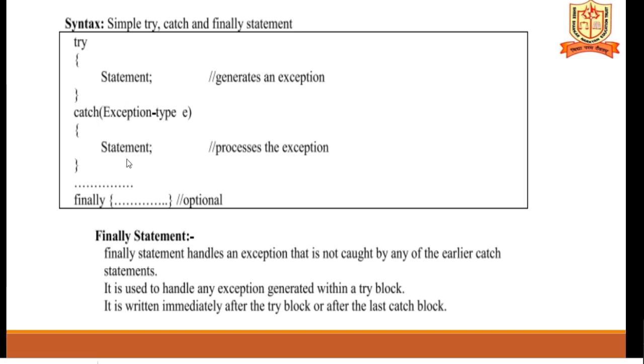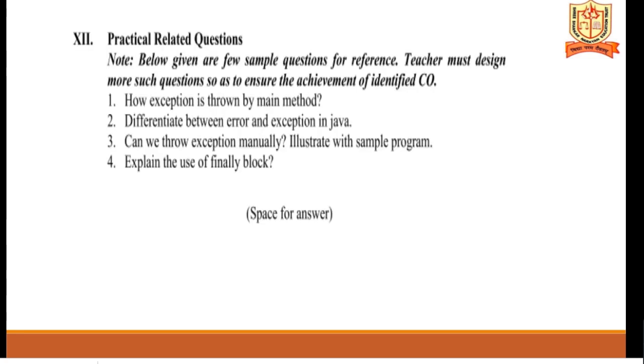So catch block and finally are optional. The finally statement handles the exception that is not caught by any of the earlier catch statements. It is used to handle any exception generated within the try block. It is written immediately after the try block or after the last catch block. So finally block is optional. The code inside the finally block will be executed whether the exception occurred or not occurred.